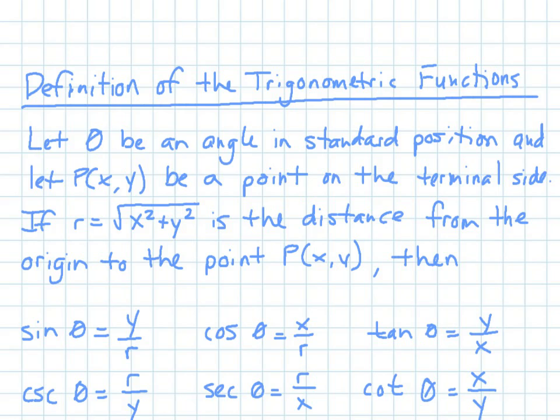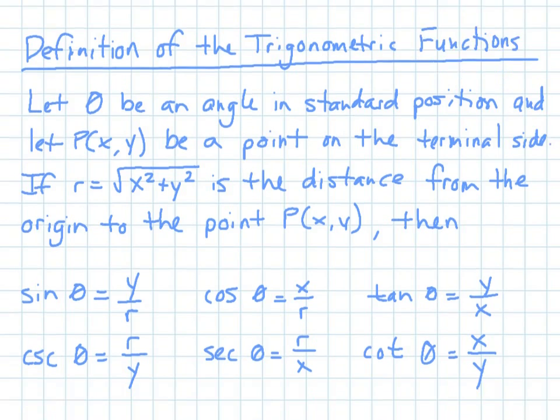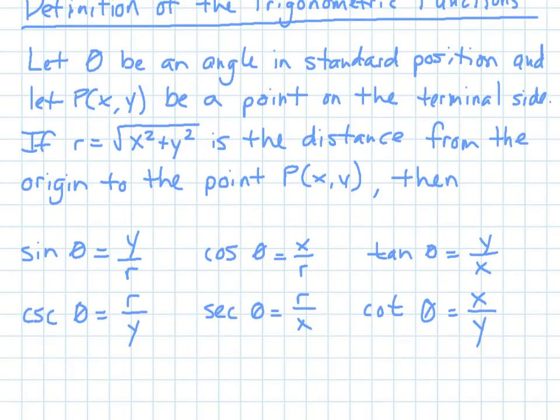Now the definition of a trigonometric function: if I let an angle theta be in standard position, and let P of x, y be a point on the terminal side, so that's the ray that ends your angle, and if r is equal to the square root of x squared plus y squared, which is the distance from the origin to the point P of x comma y, then the following trig functions happen. Sine theta is y over r.